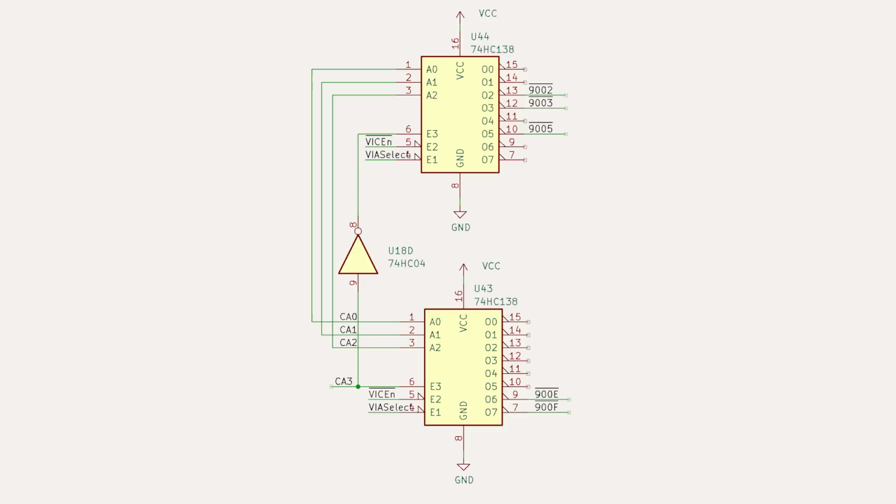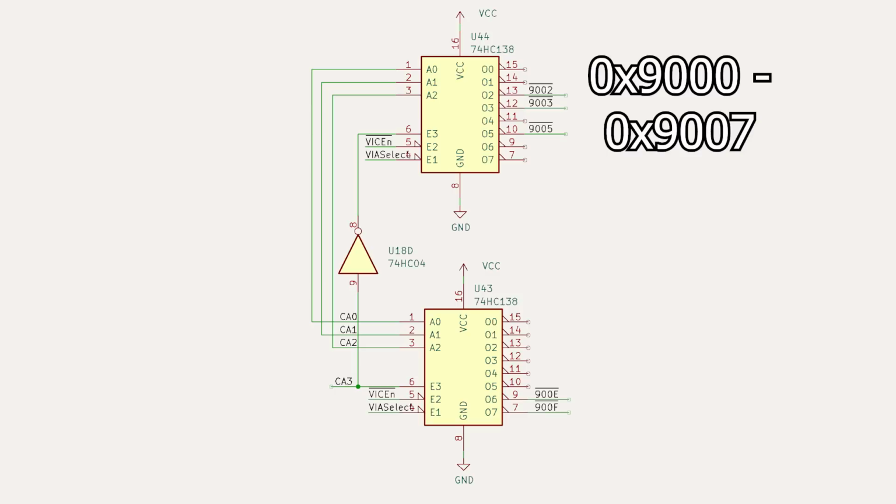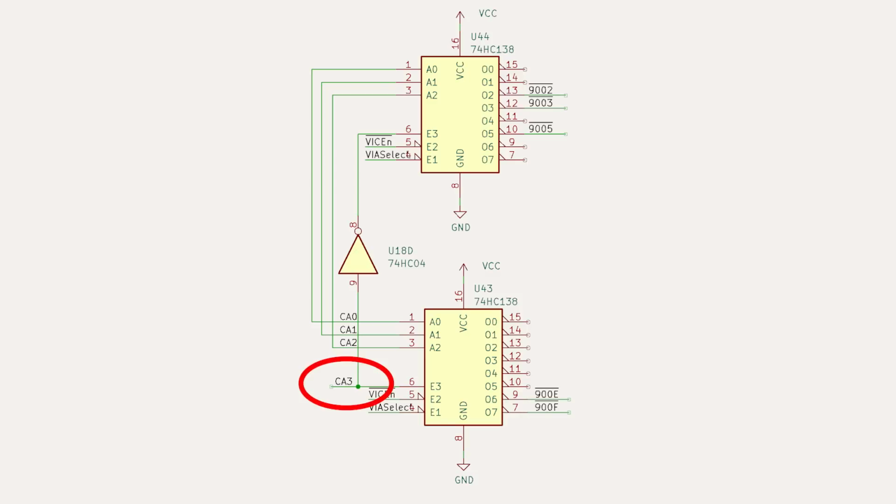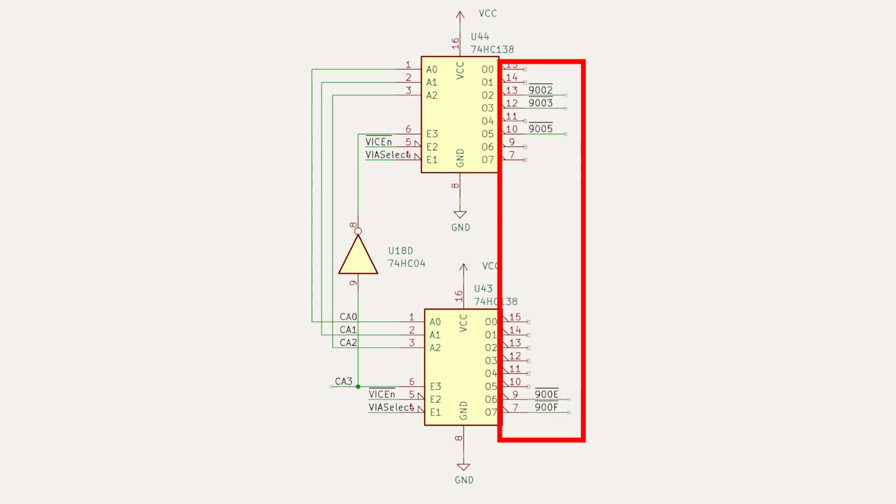All I need is a pair of 74HC138s. The VIC enable signal is connected to one of the enable inputs. The via select signal goes into another, and now I just need one more signal to differentiate the 9000 to 9007 range and the 9008 to 900F address range. I can do this with address line CA3, which is connected to the bottom 74HC138, and the inverted form of this is connected to the upper 74HC138. This gives me 16 load signals mapped from 9000 to 900F.